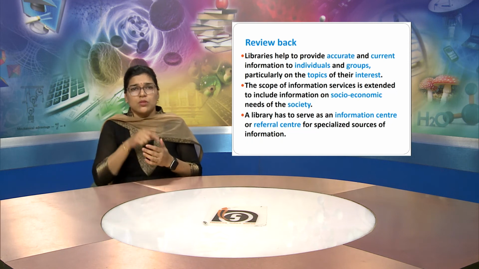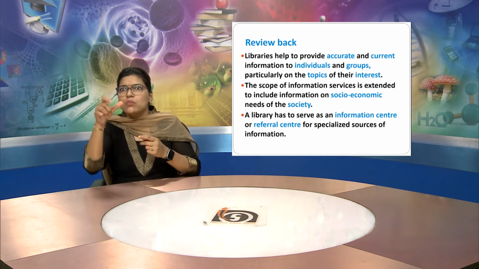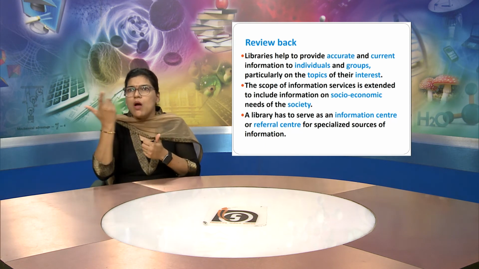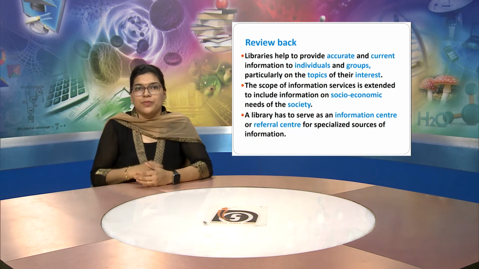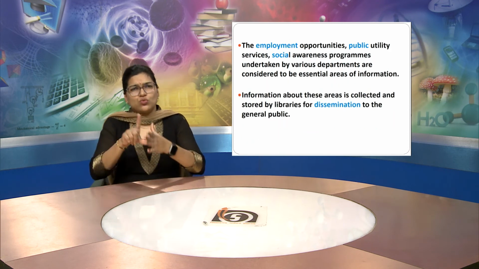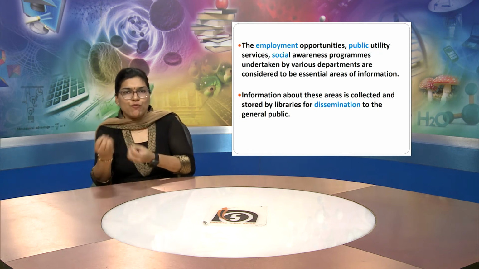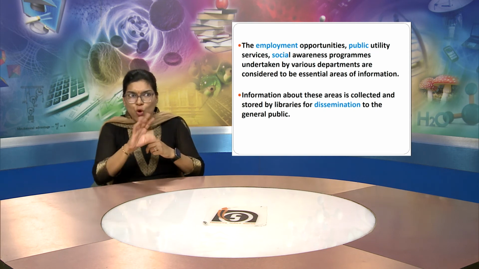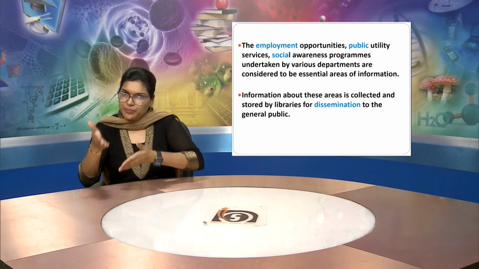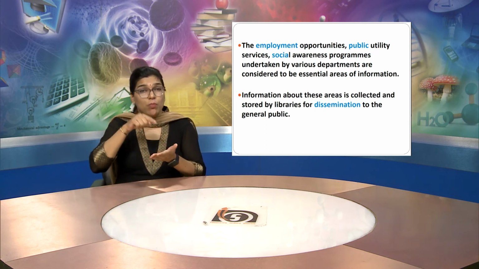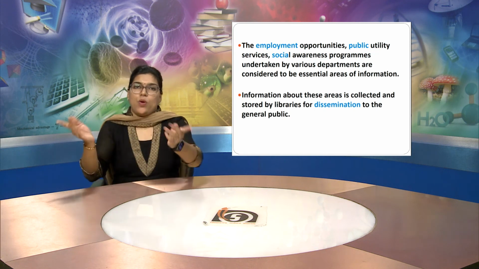And the next point which we discussed was that a library has to serve as an information center or referral center for a specialized source of information. Another point which we discussed was that the employment opportunities, public utility services, social awareness programs undertaken by various departments are considered to be essential areas of information. And also we discussed that information about these areas is collected and stored by libraries for dissemination to the general public.